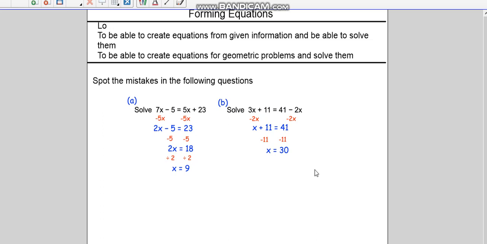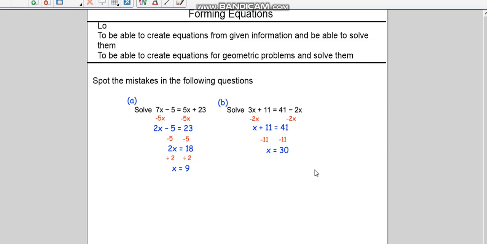Good morning, Year 9. So we're on to the next lesson of solving equations. We're looking specifically today at forming equations. We're going to do some problems this week, and then we'll do a few more next week on forming equations, and that will be the end then of equations.